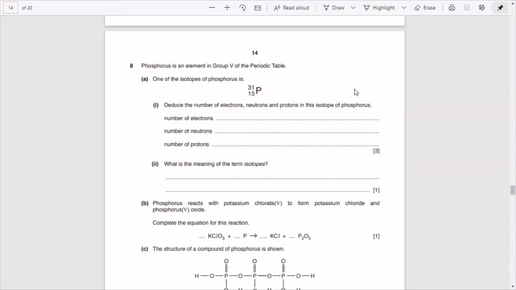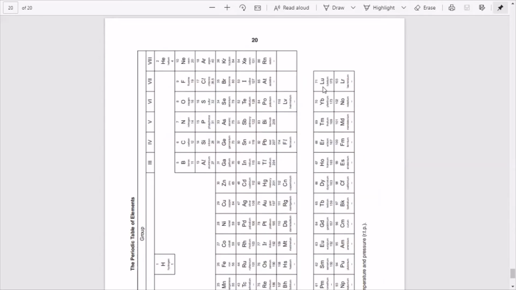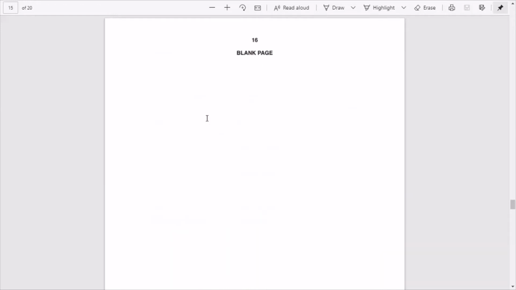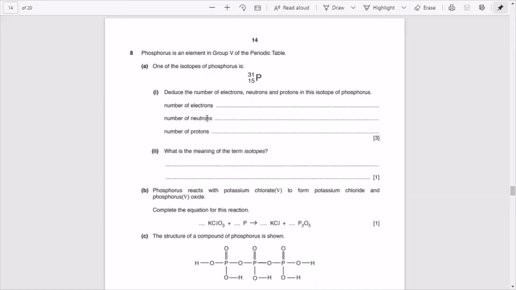Okay, so moving back to question number 8: phosphorus is an element in group 5 of the periodic table. Here it is written, periodic table group 5, I'm showing it to you. Here you got it, this is group 5, and this is phosphorus. So let's get back to the question.